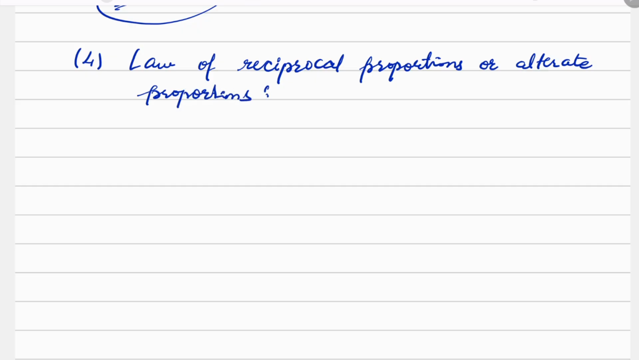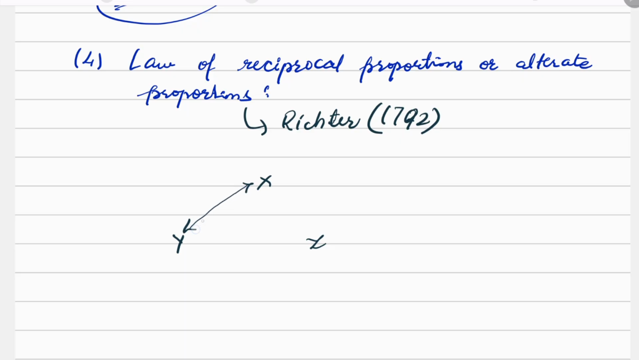Okay, it was given by Richter, 1792. So according to this law, Richter told us that if suppose there are three elements like X, Y, and Z, both X and Y combine in fixed ratio by mass with each other to form a compound.